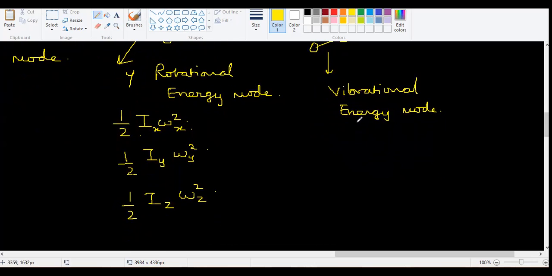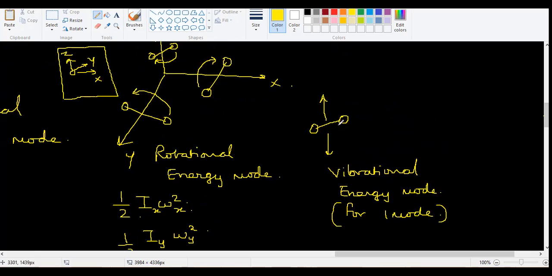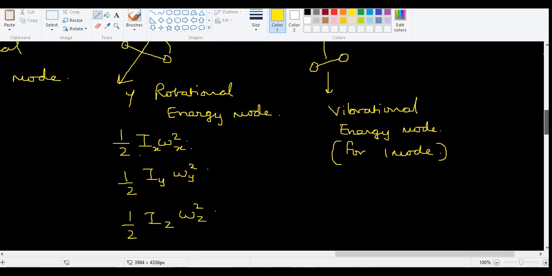So vibrational energy mode is for one mode. Within one mode, when the spring is going up and down, you have some velocity and you also have some potential energy. This is a bit confusing, so pay attention. For one vibrational energy mode, you will have potential energy and kinetic energy. As the spring is moving up and down, there is half kx square and then half mv square.